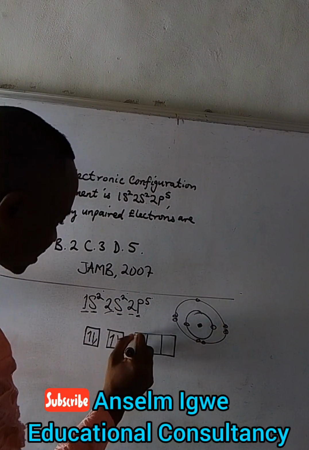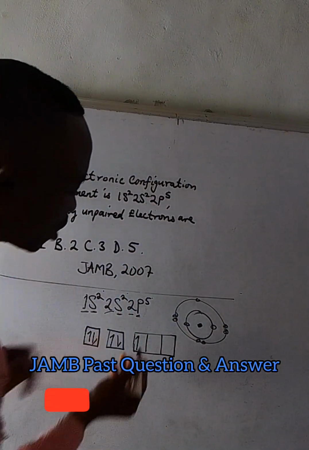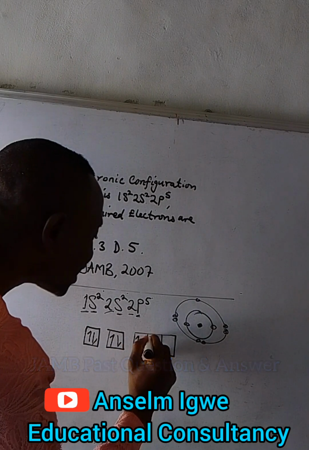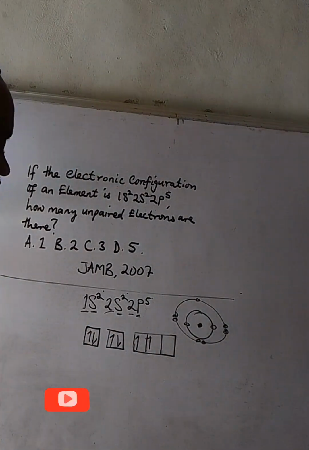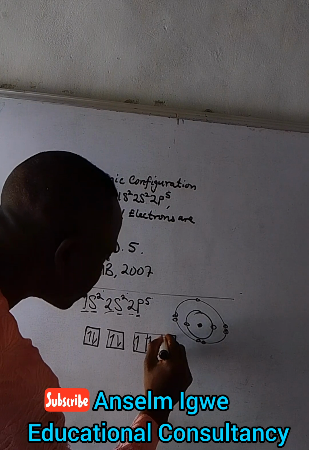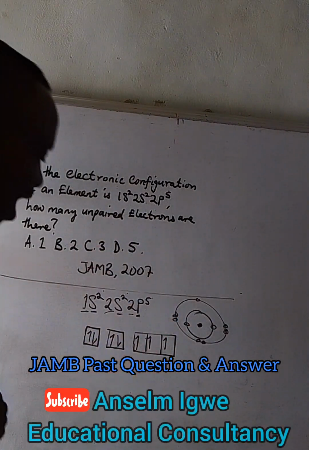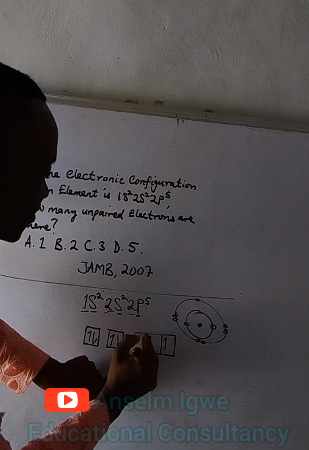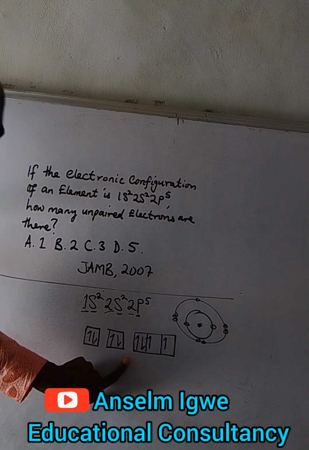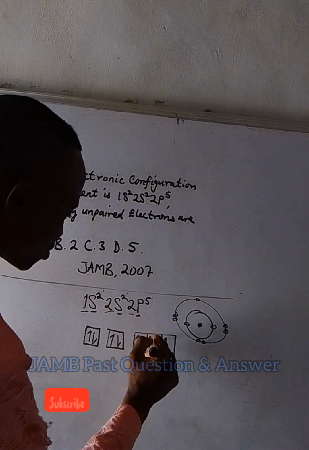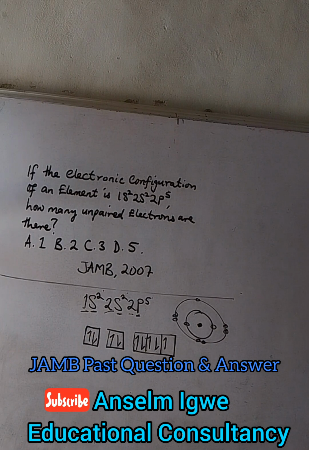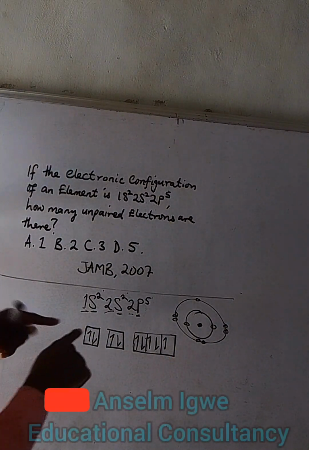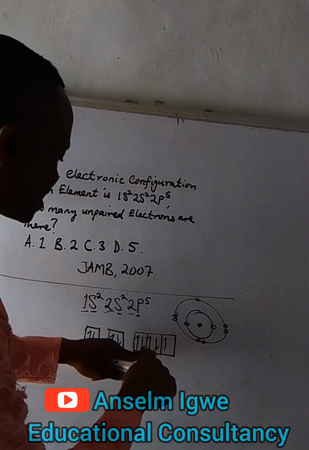First one will enter here, single. Second one will not like to pair up. It will enter another orbital, single. Third one will go and become single here. Then fourth one will go to the beginning and pair up. Fifth one will go to this one and pair up. At the end of the day, how many electrons do we have? 2, 4, 6, 8, and 9.